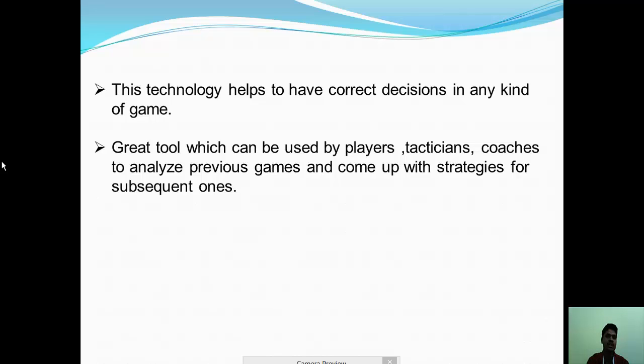Based on the data that is stored in the database, the players can retrieve the stats of their previous games, notice their weak zone, and make their weak zone into a strong zone by using this technology.